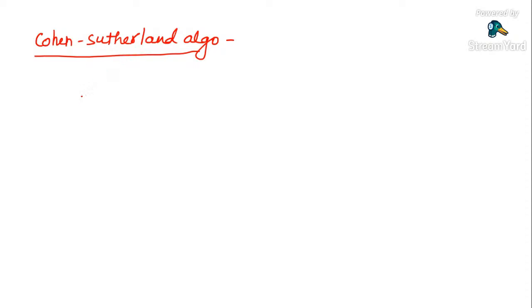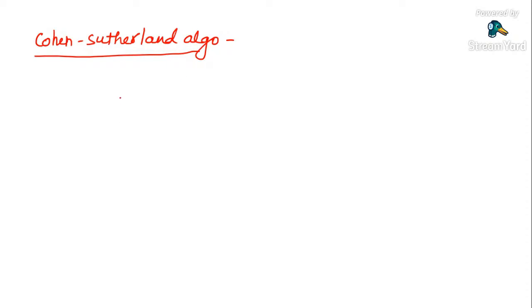Now, in the Cohen-Sutherland algorithm, what was the problem? In the Cohen-Sutherland algorithm, you have to recursively calculate the intersection points, and then you have to calculate the region codes. If you apply the algorithm from step number 1 to the last step, it is not that you will get the final answer.